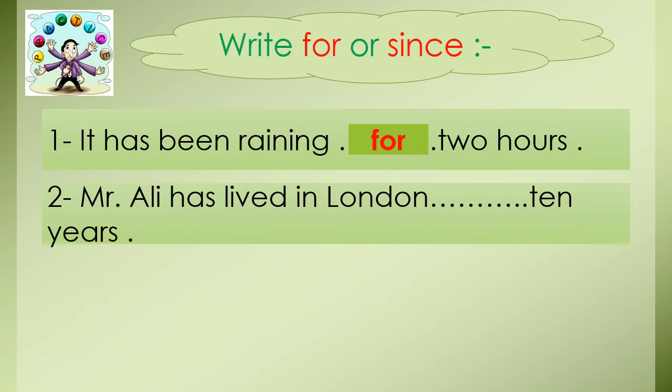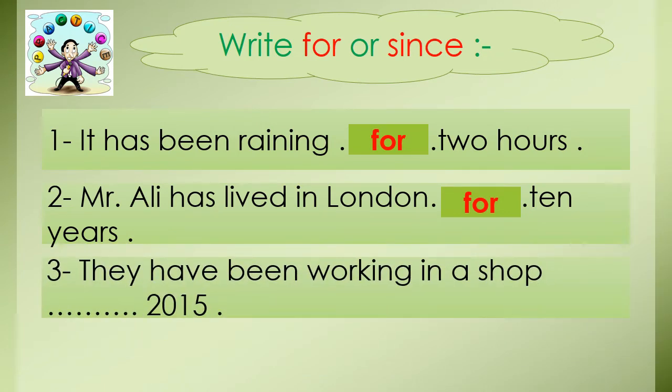Number 2. Mr. Ali has lived in London 10 years. Look at 10 years. This is the period of time. 10 years. For or since? Excellent. For. Mr. Ali has lived in London for 10 years.